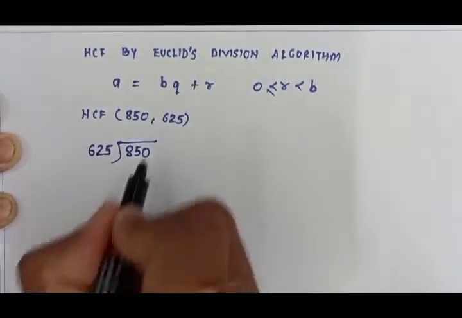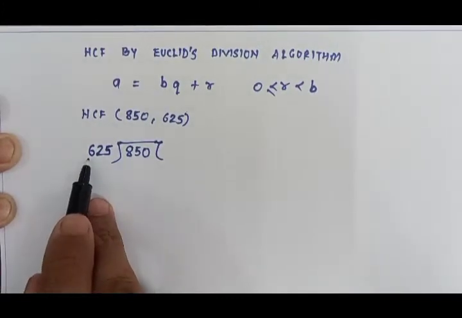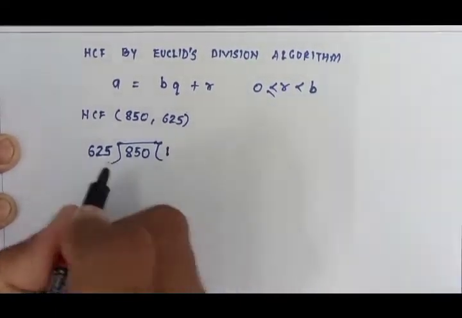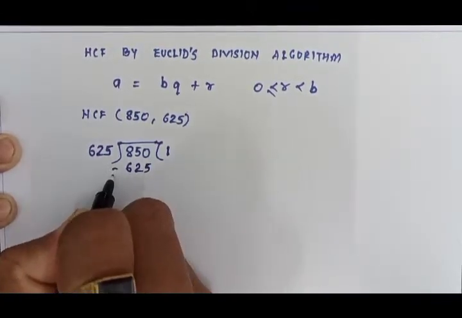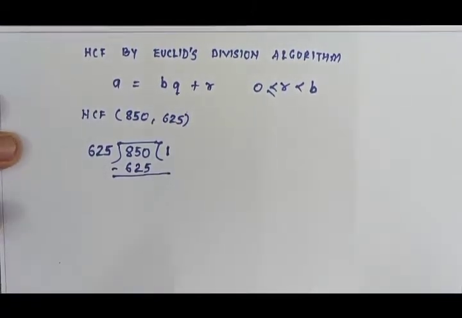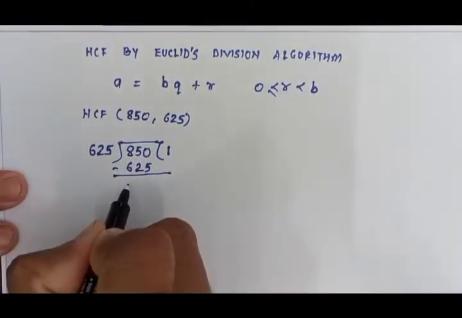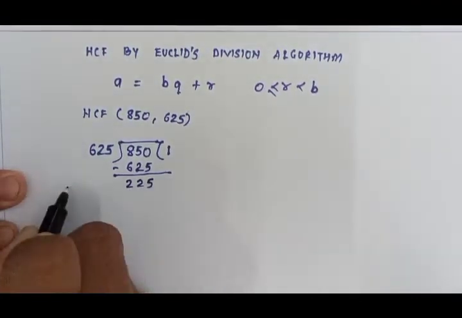Clear? Let's divide. Now we know that 625 ones are 625 and 625 twos are 1250. So we will have to go by ones. So what we get here? 625. Now after doing this step, we got the remainder. The remainder will be 225, which is not 0.